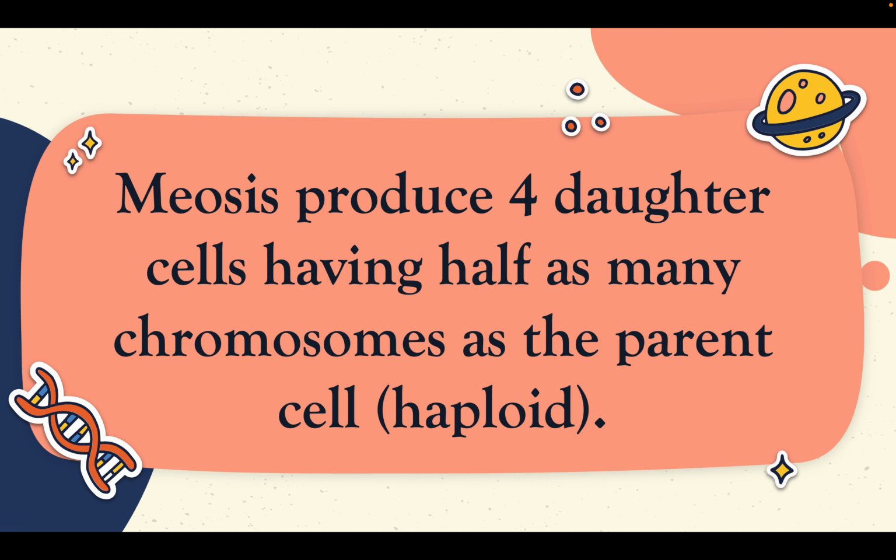So, meiosis results in the formation of 4 daughter cells at the end of the process. These 4 daughter cells are unique because they are not genetically identical to each other. They have different combinations of genetic information due to the shuffling of genes and chromosome crossover events during meiosis. The key feature of daughter cells produced by meiosis is that they are haploid.